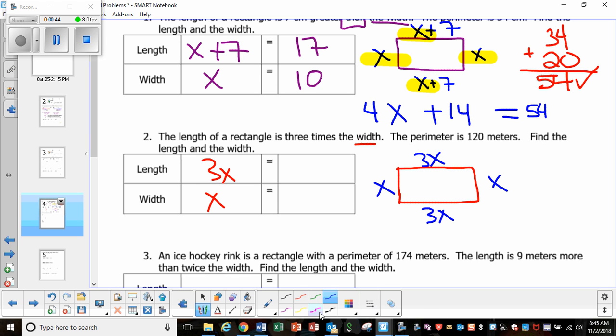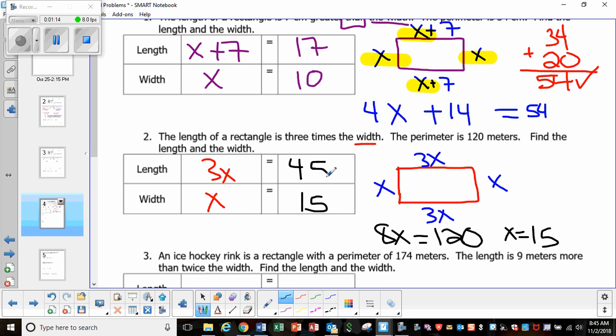So when I combine like terms, Angela, 3x plus x plus 3x plus x, what do you get? 8x. And what do I set that equal to? Angela? 120. So now, Luke, when you solved for x, what did you find? X equals 15. So we know that the width is 15, and the length is going to be 3 times 15, which is what, everybody?